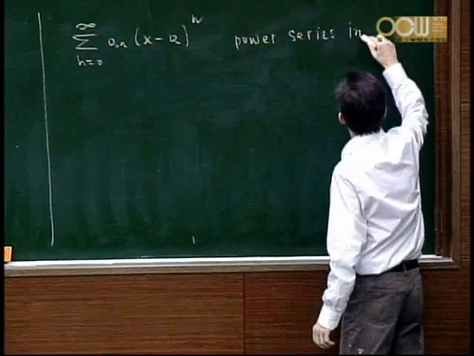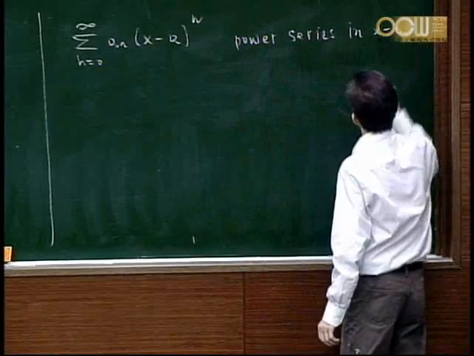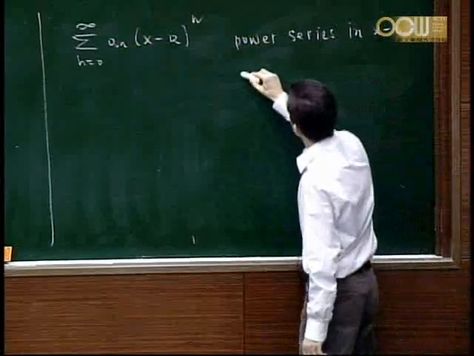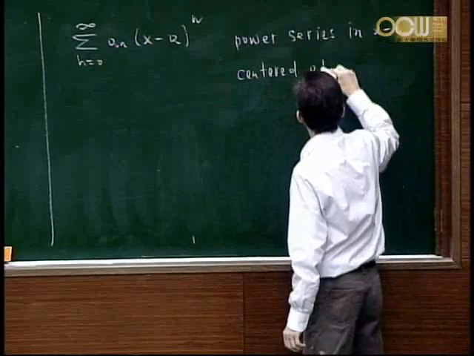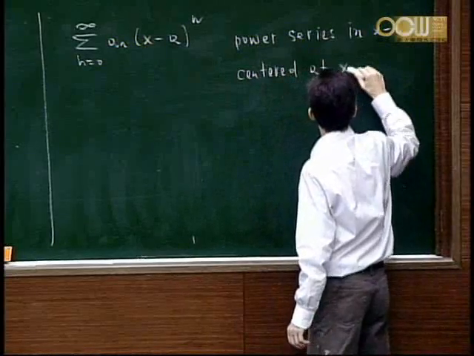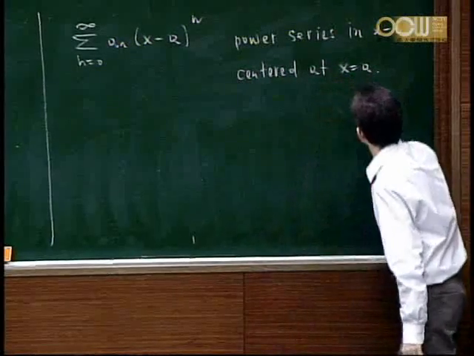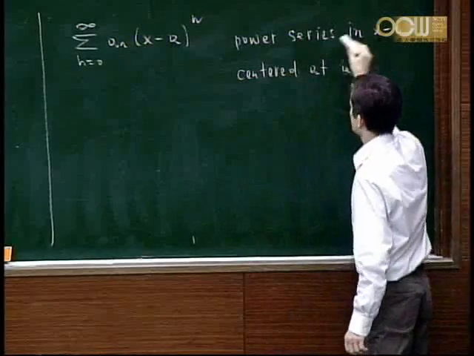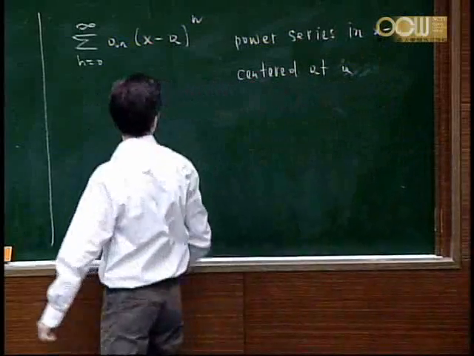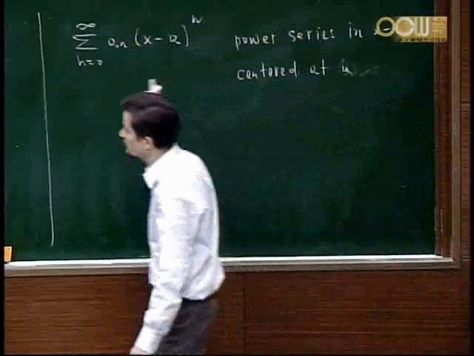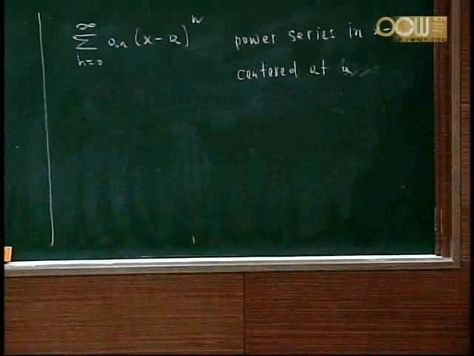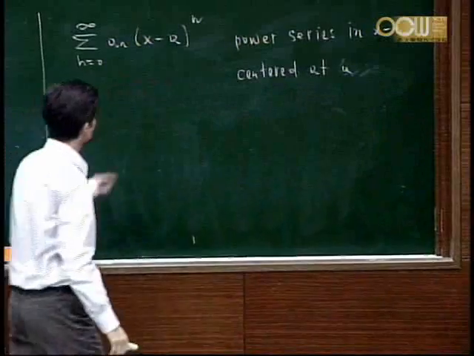In x minus a, or centered at x is equal to a, centered at a. So this is normally the language which we use. This is called a power series in x minus a, or centered at a. So we normally look at a slightly more general class of functions which involves this shift here.